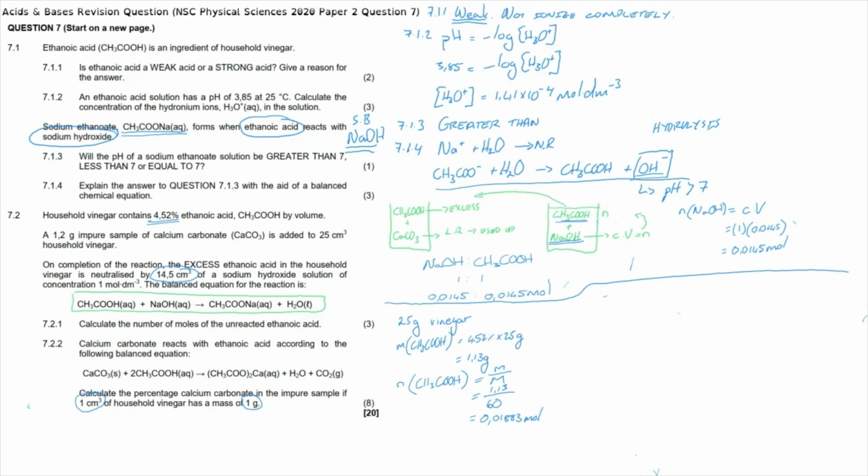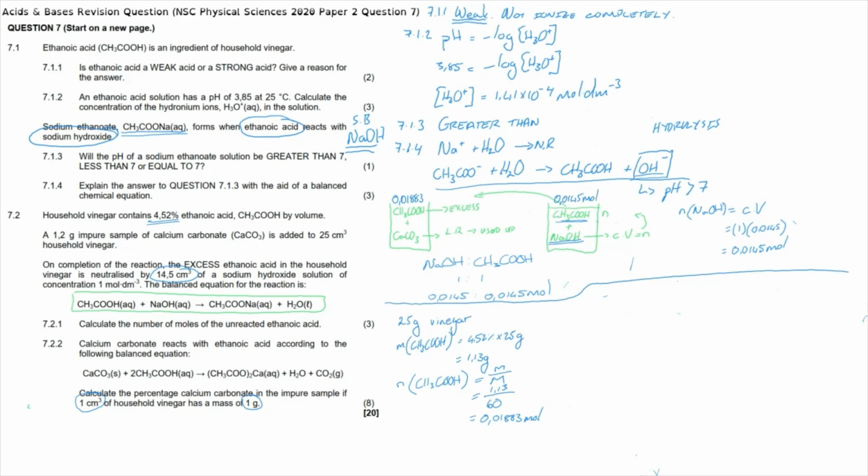The reason why this is useful to us is because it tells us that at the start, we had 0.01883 moles of ethanoic acid, and then a certain amount of that reacted with calcium carbonate, and then we were left with 0.0145 moles of ethanoic acid.